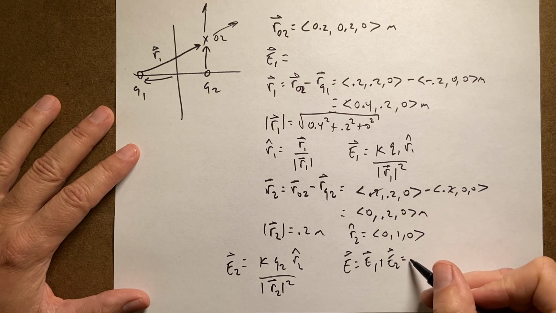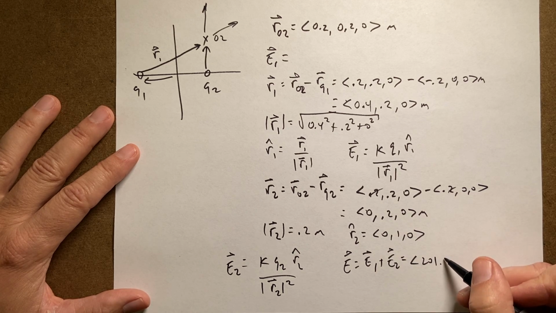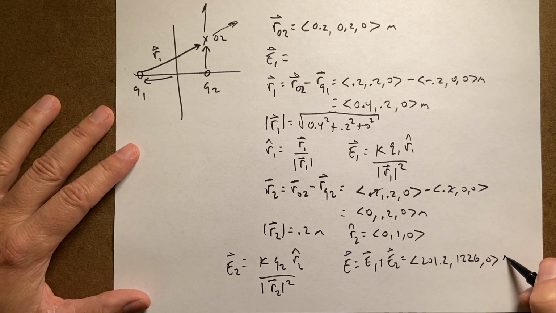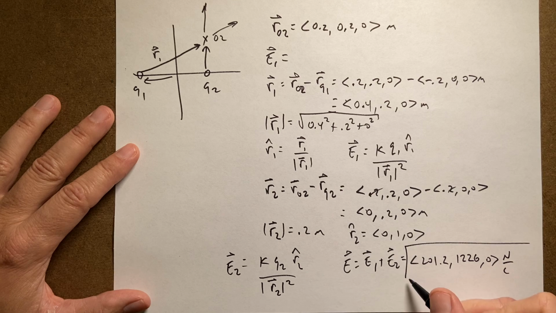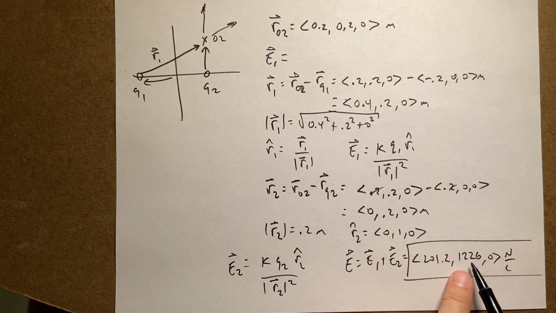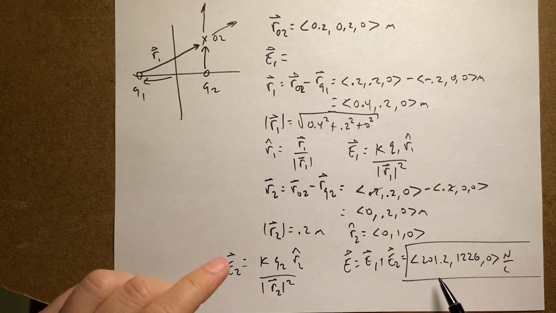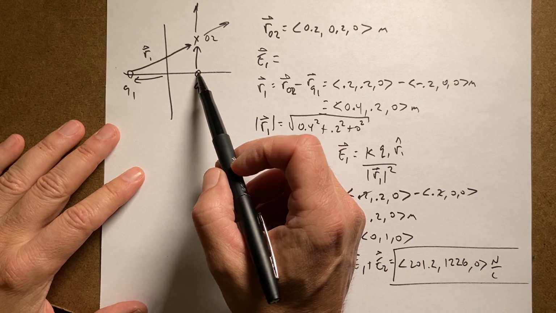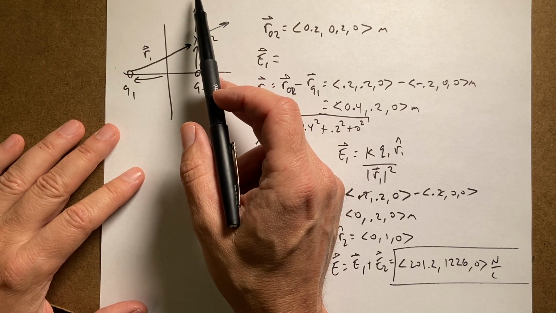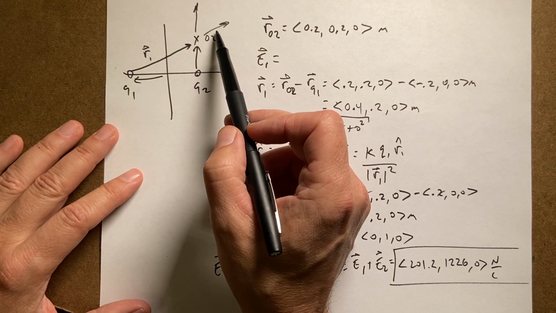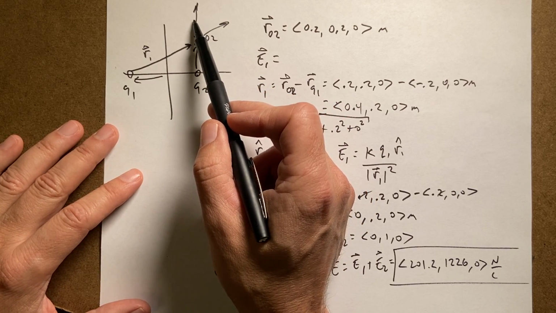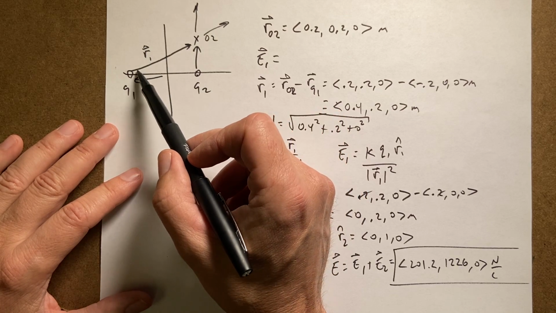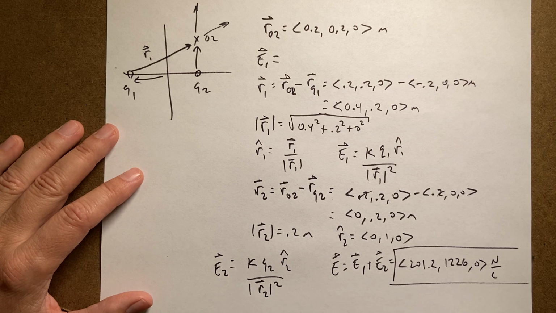And I did that, and I got 201.2, 122.60 newtons per coulomb. And you'll notice that this has a much greater y component than the x component. The reason is that it's closer to this charge. So the magnitude of the upward is much greater, and this one has a positive y component too. So in the y direction, I have a large y component and part of a y component. For the x direction, I just have part of this, but it's further away too. So that all makes sense, and that's your answer.